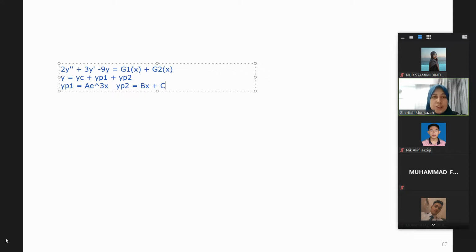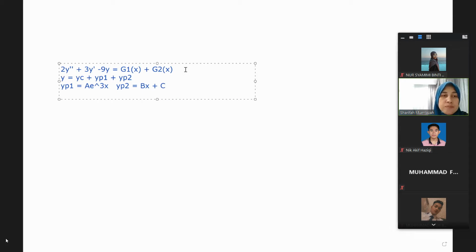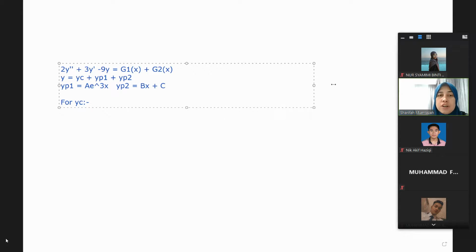Alright, now for all the groups, jawapan for Y particular is the same. So in other words, for Y complement. So this is for YC, okay. For YC, in order to solve YC, first we need to get the CE, which is 2.